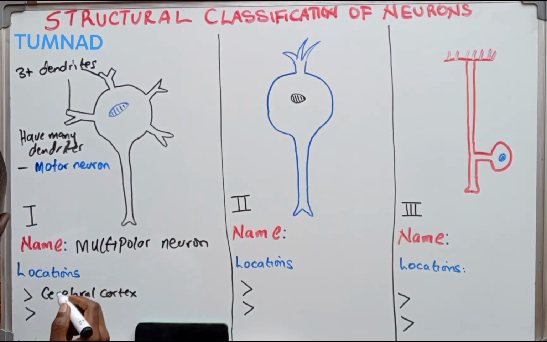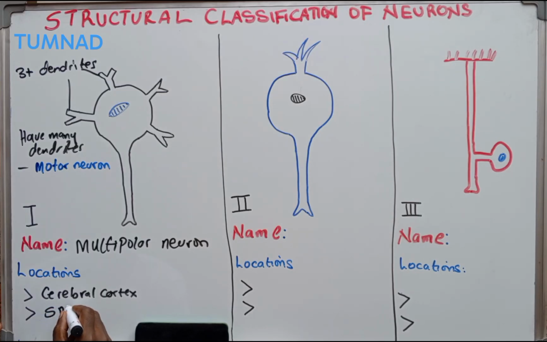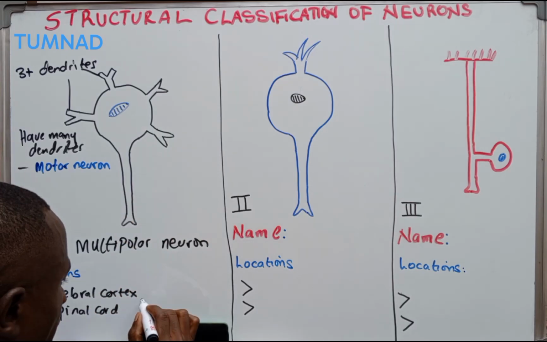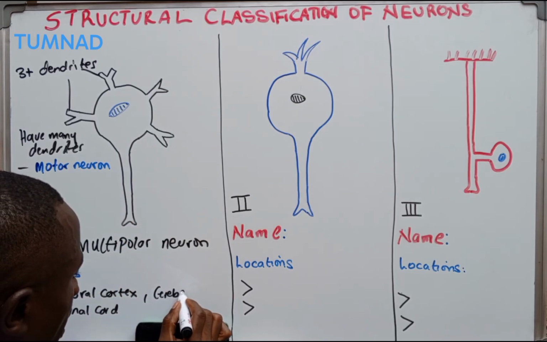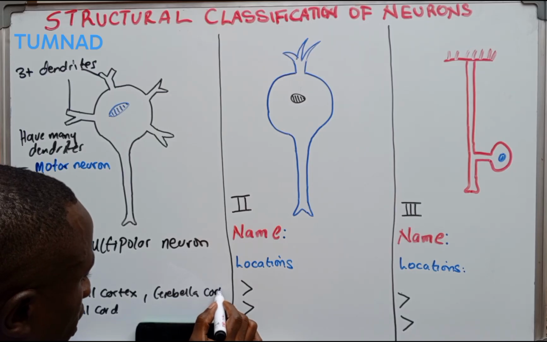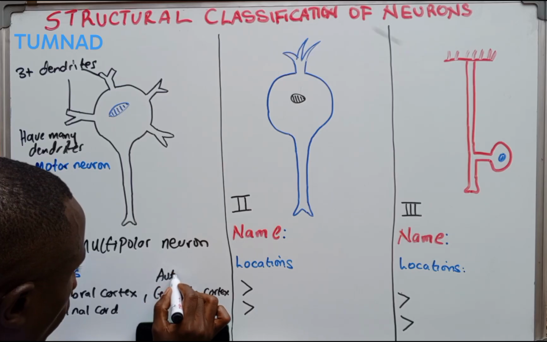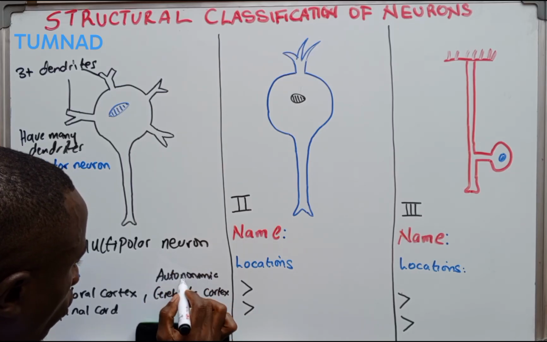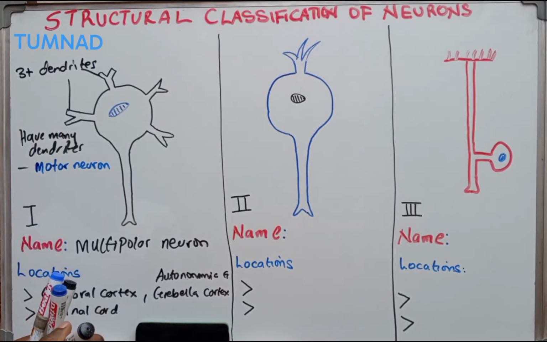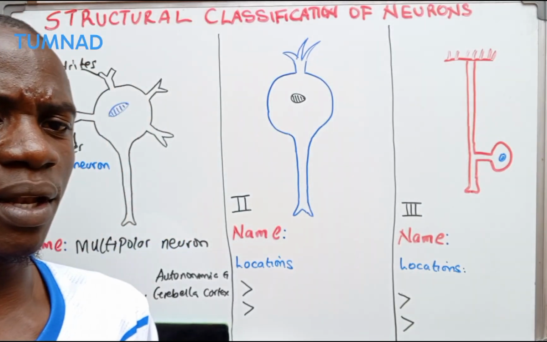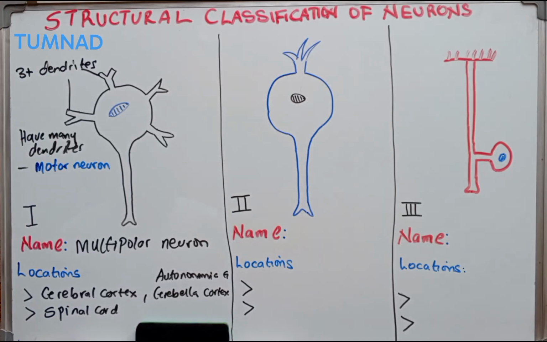And what else? We are going to find these kinds of neurons also in the spinal cord. We can also find them in the cerebellar cortex. We can also find them in the autonomic ganglia. And of course, when we talk about the autonomic ganglia, we mean both the sympathetic and the parasympathetic ganglia. So these are the 4 areas where we are going to find the multipolar neurons.